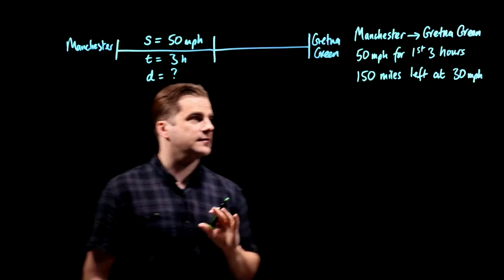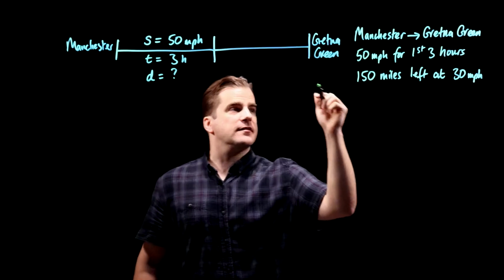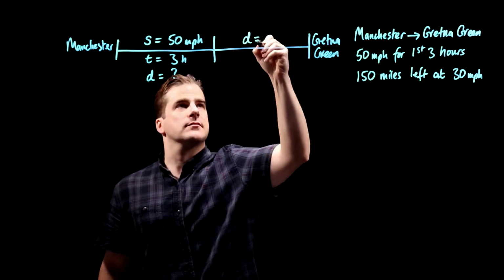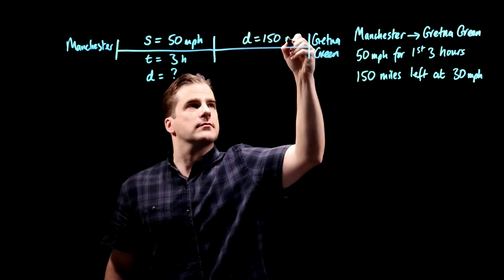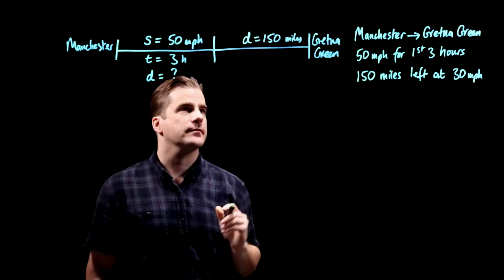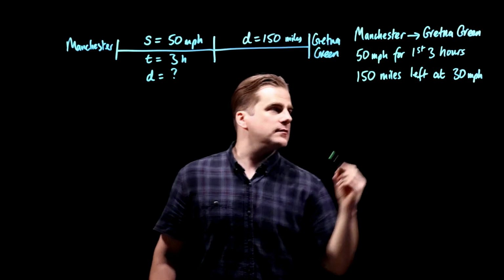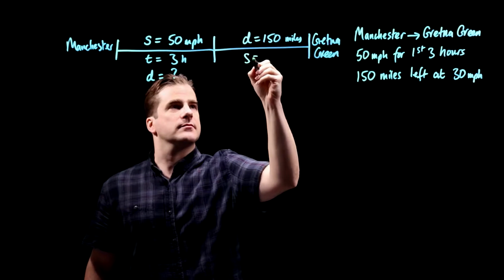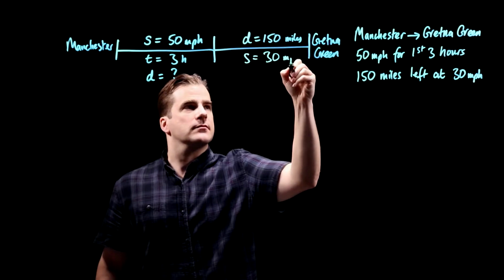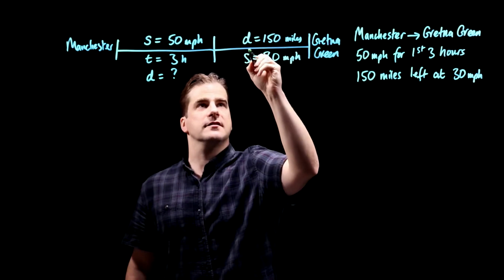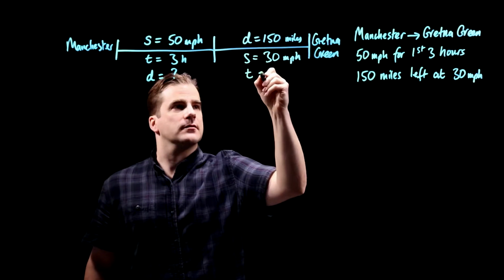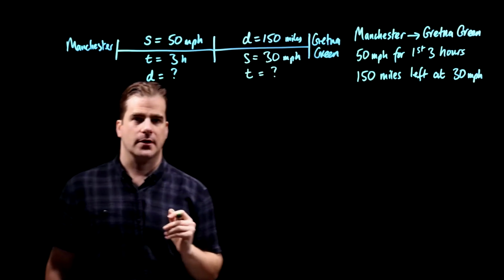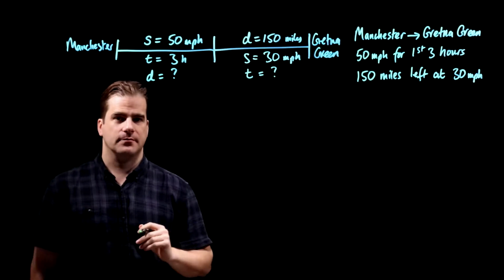Same for this second section. Distance is 150 miles. Okay. Speed is 30 miles an hour. Okay, so distance, speed, we haven't been told the time. Okay, so write it out like that.